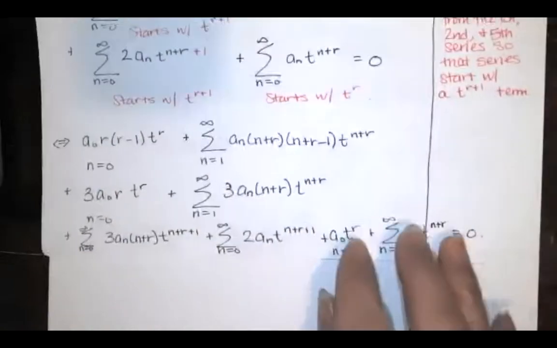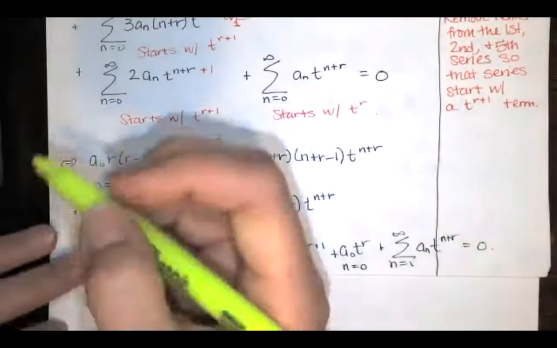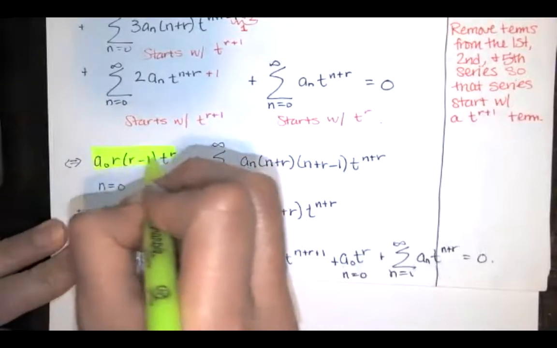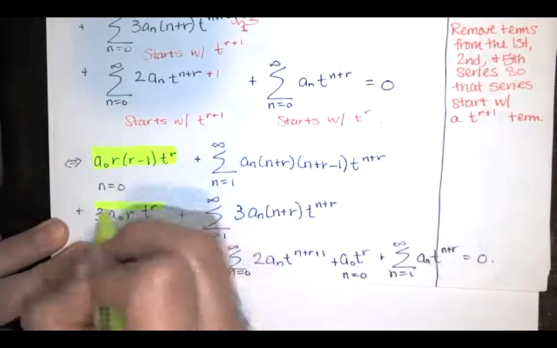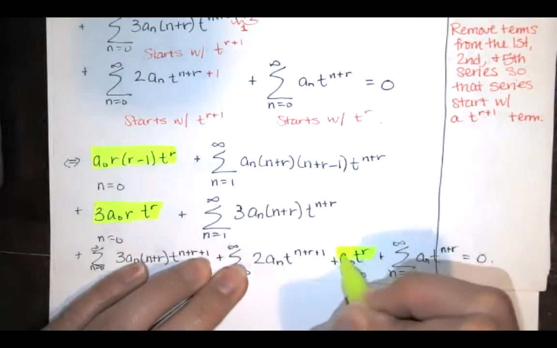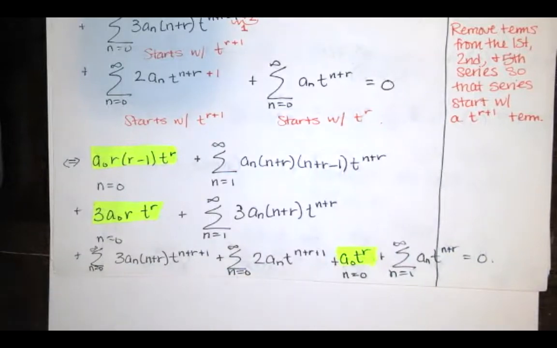Okay, so we group these guys together. The terms outside our series. We're grouping this one, and this one, and this one. We're factoring out the a sub 0, assuming that that's non-zero. We're factoring out the t to the r and assuming that that's non-zero, and that's going to give us our indicial equation.